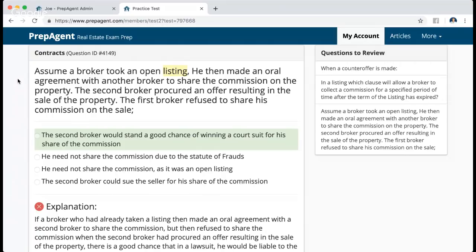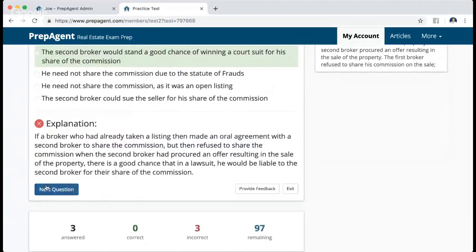He then made an oral agreement with another broker to share the commission on the property. Okay, the second broker procured an offer resulting in the sale of the property. The first broker refused to share his commission on the sale. And here it says the second broker would stand a good chance of winning a court suit for his share of the commission because he helped procure the buyer. When you guys have a listing, understand there's one commission. The guy listing the property gets one commission, and typically they share the commission with the agent who brings the buyer. There's not two contracts. There's one contract. Both are working under.